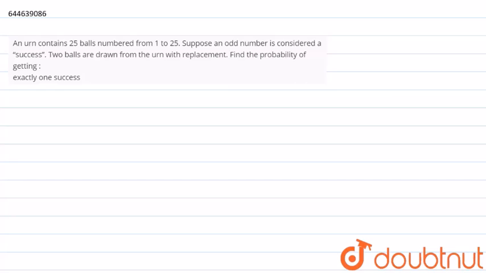Hello everyone. So the question for today is that an urn contains 25 balls numbered 1 to 25. Suppose an odd number is considered to be a success. Two balls are drawn from the urn with replacement. We need to find the probability of getting exactly one success.